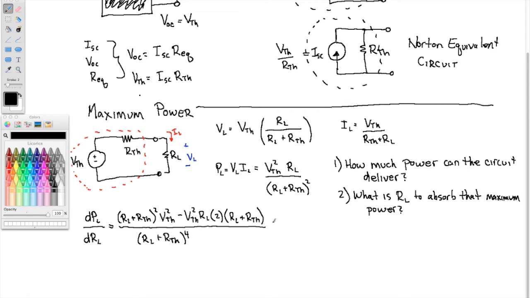Now I want to know, where is that derivative equal to 0? All right, and if I want a fraction to be equal to 0, then all I need is its numerator to be equal to 0. And there's no funny business going on in the denominator, i.e. dividing by 0, because this denominator will never be 0, because the resistances are positive, so you can't add two resistors together and get 0. So we just need the numerator to be equal to 0 here. So I can factor out a common term. I've got VThev squared common, and I've got one of these RL plus RThev, so I'll factor those out.